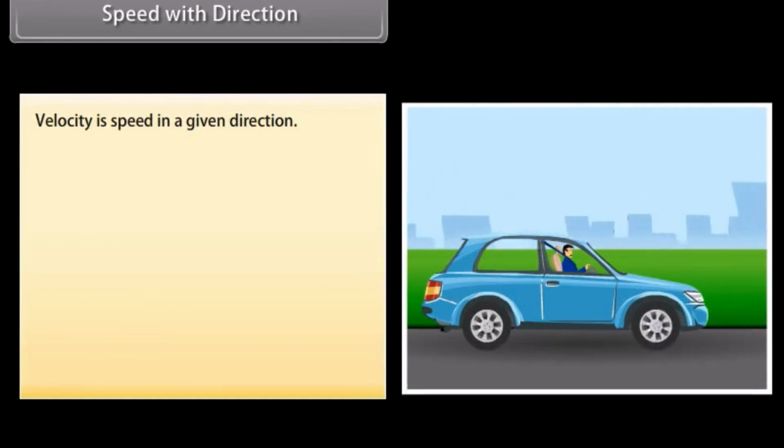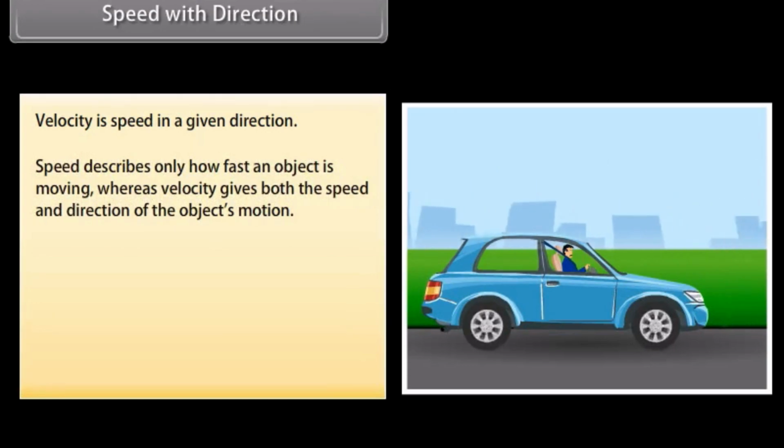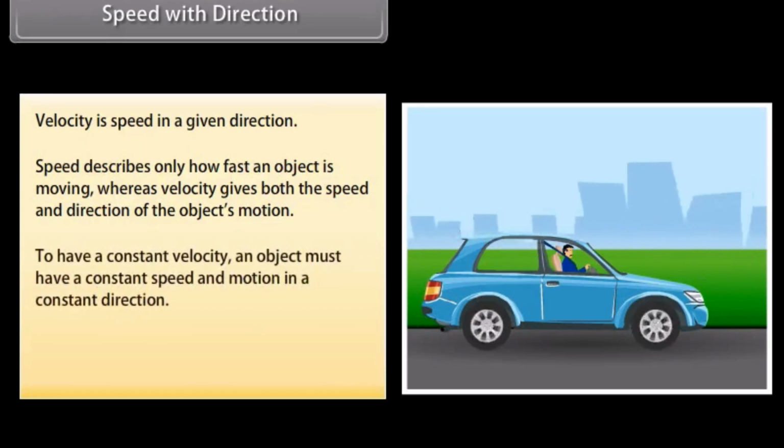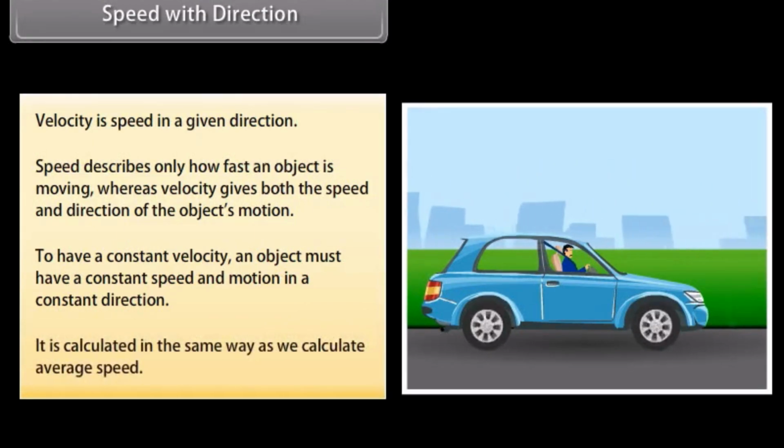Velocity is speed in a given direction. Speed describes only how fast an object is moving, whereas velocity gives both the speed and direction of the object's motion. To have a constant velocity, an object must have a constant speed and motion in a constant direction. It is calculated in the same way as we calculate average speed.